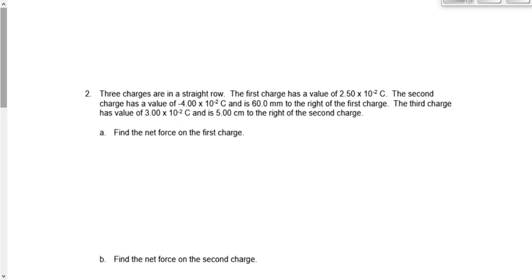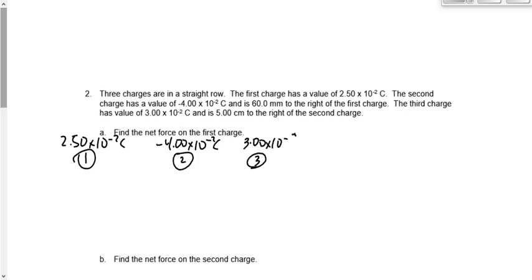2A says 3 charges are in a straight row. The first charge has a value of 2.5 times 10 to the minus 2. Let's label that. The second charge is to the right of the first charge. Okay, it has a charge of negative 4.00 times 10 to the minus 2. And the third one is to the right of the second one, and it's going to be 3.00 times 10 to the minus 2 coulombs.